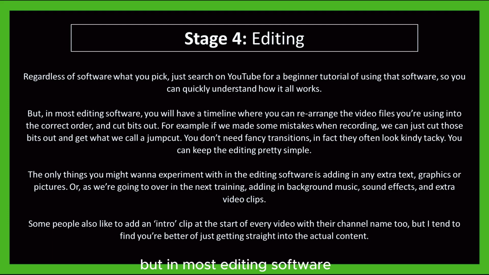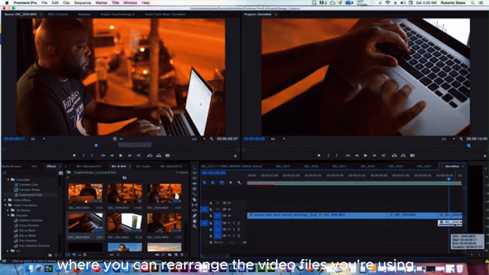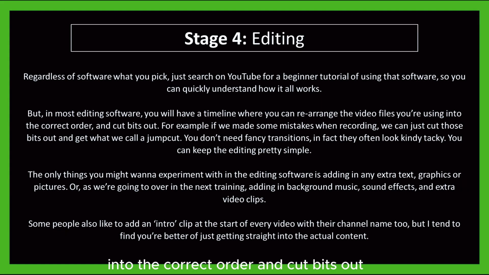But in most editing software, what you'll have is a timeline where you can rearrange the video files you're using into the correct order and cut bits out. For example, if you made some mistakes when you were recording, you can just cut those bits out and we get what's called a jump cut. You don't need any fancy transitions. In fact, they often look a bit tacky. You can keep it nice and simple. Just cut the bits out you don't want. Make sure it's all in the right order.